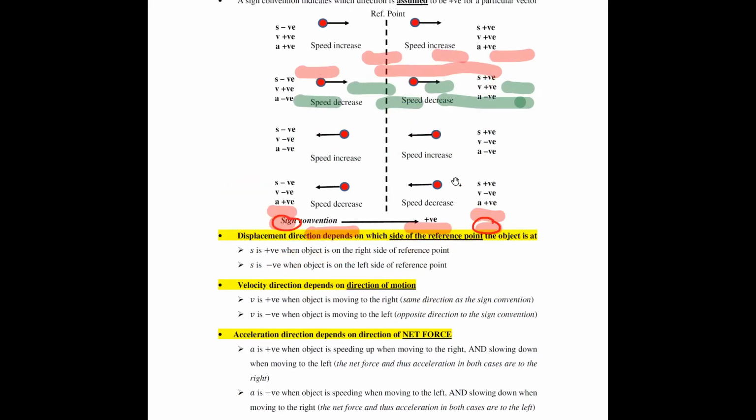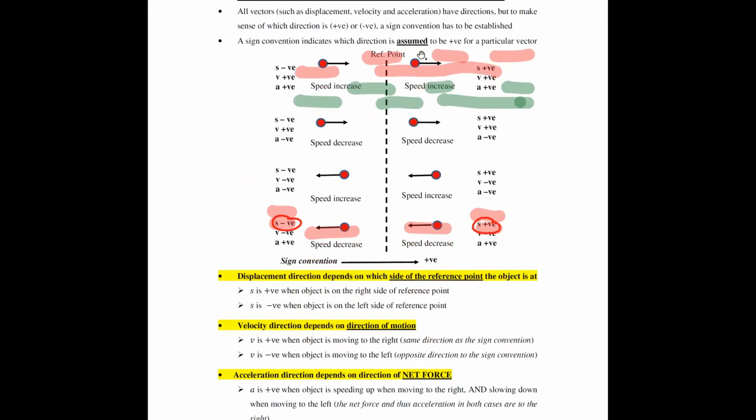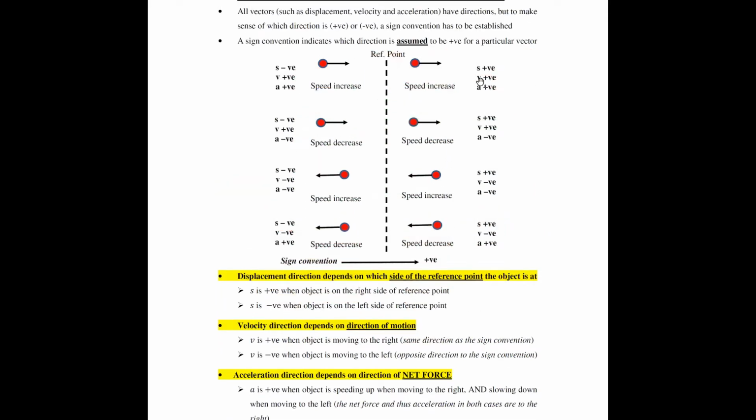What do I mean by that is you just look at the few cases here in the previous page. You see this one, velocity and acceleration positive, same sign, speed increase. Velocity and acceleration, opposite sign, speed decrease. Then velocity and acceleration, same sign, both negative, speed increase. Then the last one, velocity and acceleration, opposite sign, speed decrease.